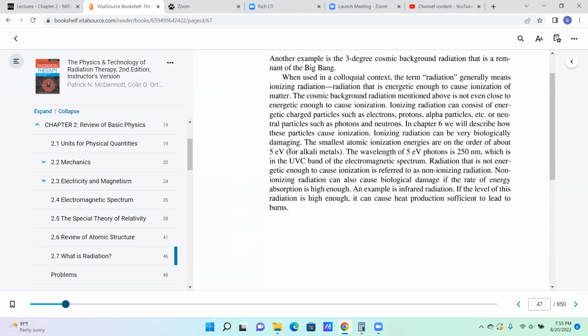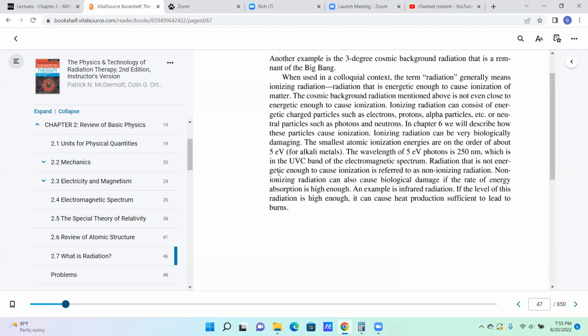Ionizing radiation can be very biologically damaging. The smallest atomic ionization energies are on the order of about 5 eV. So the wavelength of 5 eV photons is 250 nanometers, which is in the UVC band.